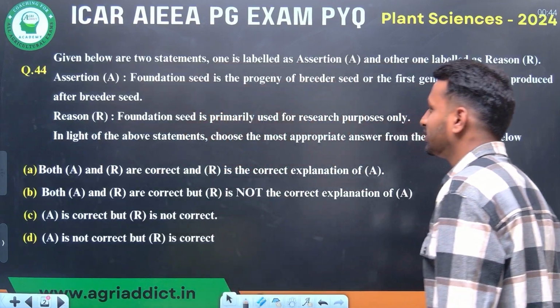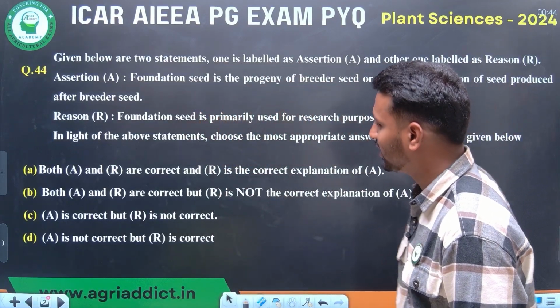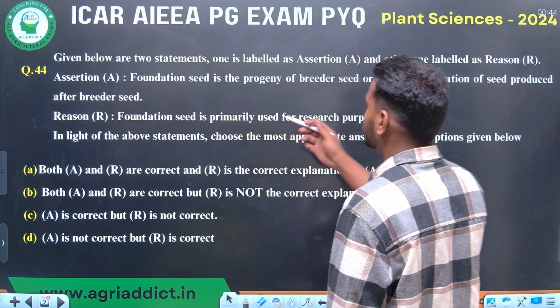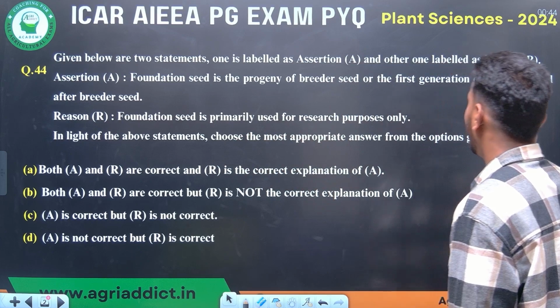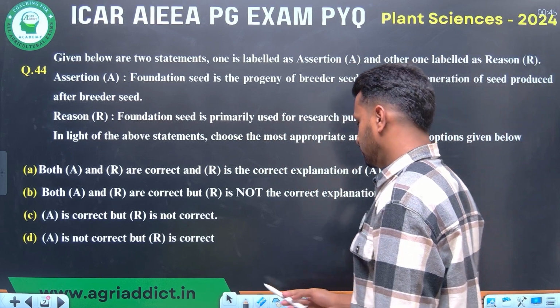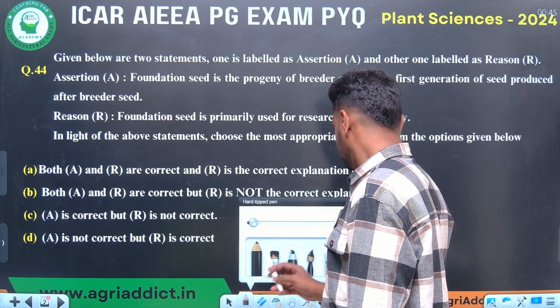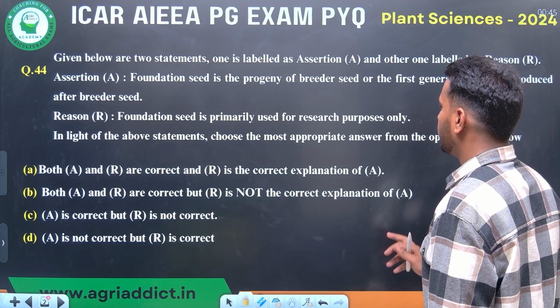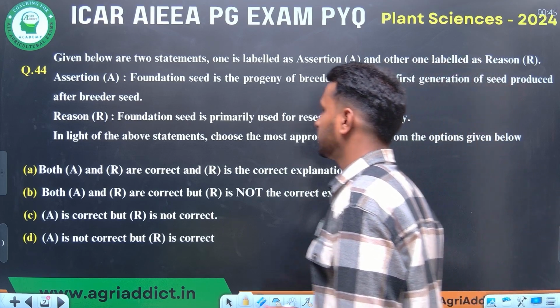So very first question, again it started with the assertion and reasoning type. So let's start. The assertion says the foundation seed is a progeny of a breeder seed and is a first generation of a seed produced after the breeder seed. The reason is saying the foundation seed is primarily used for research purpose only.